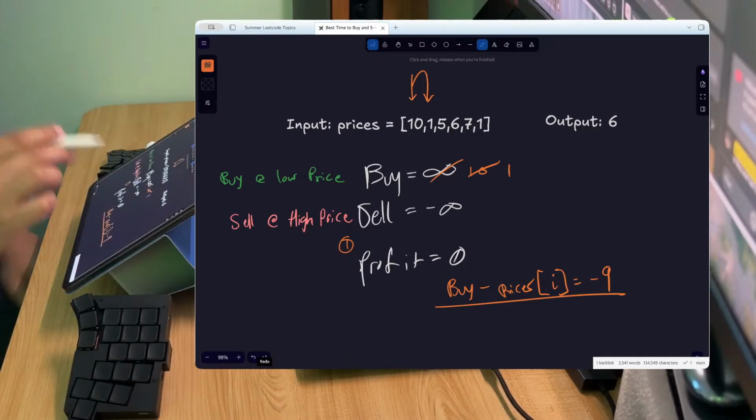So that means when buy gets updated, then our current index becomes the new starting position, and we can continue traversing.